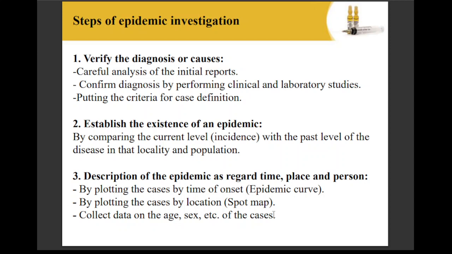So there is an increase in the number of cases across different countries or across the globe. Based upon that, they have given an alert that this type of infection, or pandemic, or epidemic can occur in this particular region or area. Then how to identify that? There must be some diagnostic methods. So we have to analyze the initial report, and based upon that, confirm the diagnosis by performing clinical and laboratory studies. Then put the criteria for case definitions, that is, how many individuals should be included in the case studies, what should be excluded, and all.